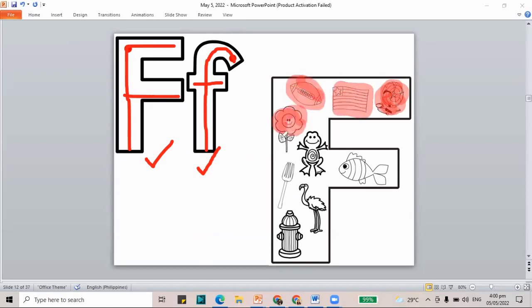F is for flower. F is for the frog. F is for the fish, for fork, for flamingo. And the last one here is what the firefighters use when there's fire. It's the fire hydrant. So we have to color this one. These are the things that begin with F, and we have both capital and the lowercase f.